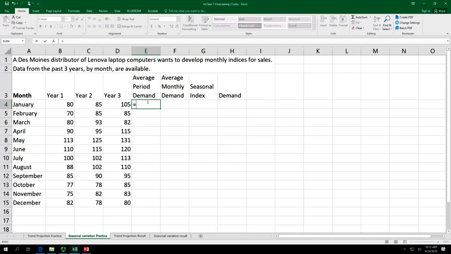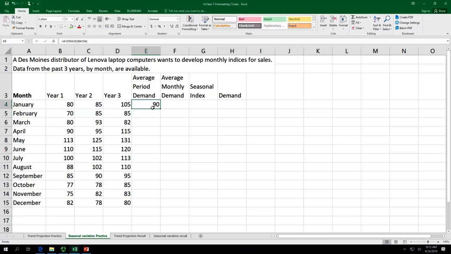According to the 5 steps, the first step is to find out the average historical demand for each month. If it's seasons, spring, summer, fall and winter, it could be the average of each season. So you can use the average function directly without using the sum function. Are we okay with this average function?